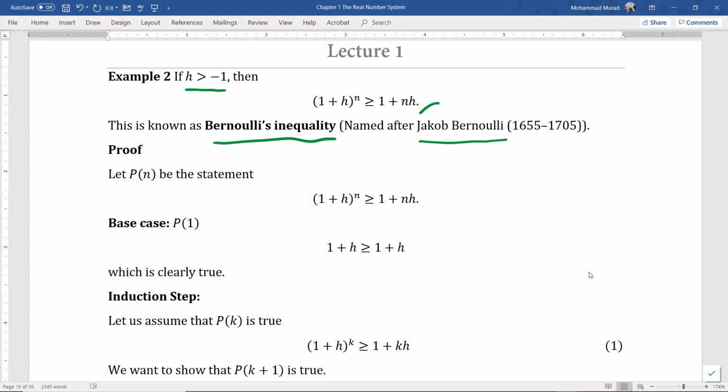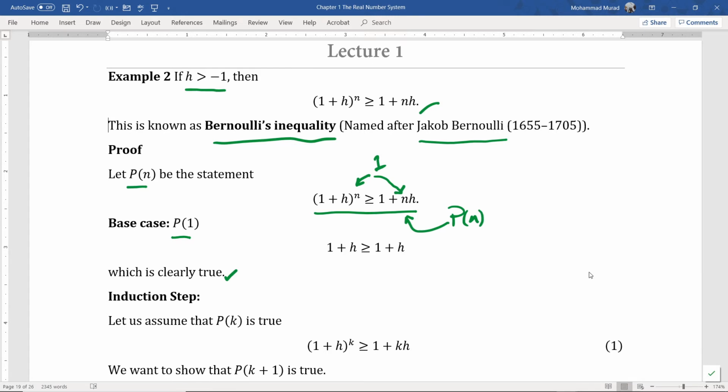Let's have a look at the proof. Let P of n be the statement, and see the base case. P of 1 is 1 plus h larger than or equal to 1 plus h. It is just obtained by substituting the n value 1, which is clearly true.